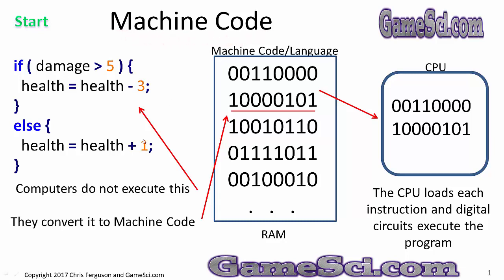Machine code. Computers do not execute this. This is the code you type into a text editor when you want to write a computer program. Computers convert it to machine code, ones and zeros that get loaded in RAM memory. From there, the CPU loads each instruction and digital circuits execute your program. Computers execute ones and zeros. They do not execute the code that you type in.